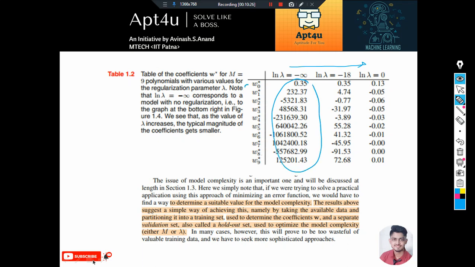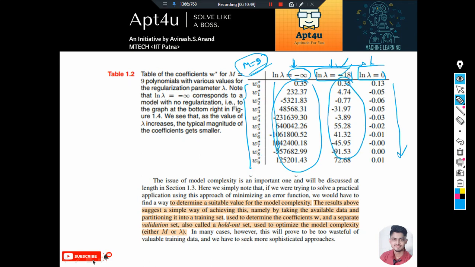In all these conditions we have 9 coefficients because we are considering the polynomial of m equal to 9. We are not trying to modify m. For this value of m equal to 9, we are trying to modify the coefficients only by adding some penalty. Here ln lambda was minus infinity, here ln lambda was minus 18, here ln lambda was 0. This is too high a value of lambda, this is too low a value of lambda. This is the optimal value. We will see that this particular situation will give us a good curve.